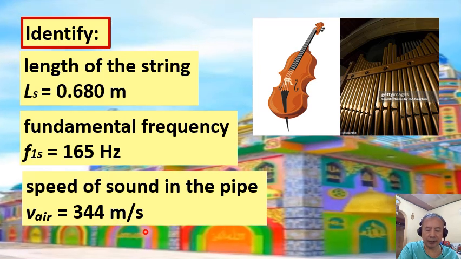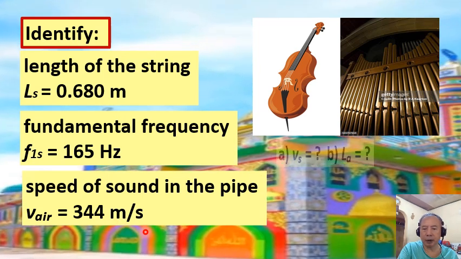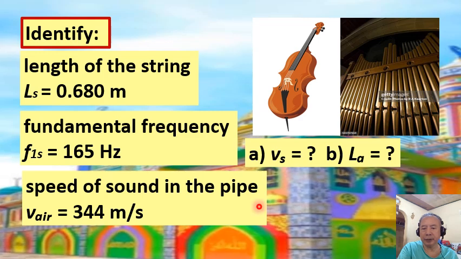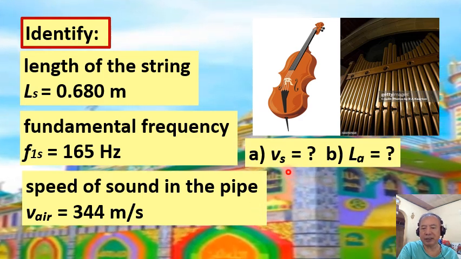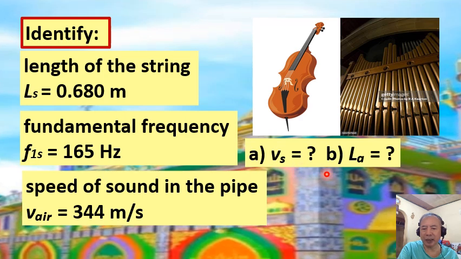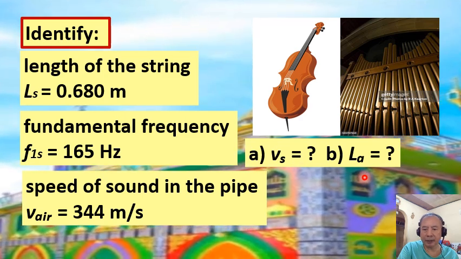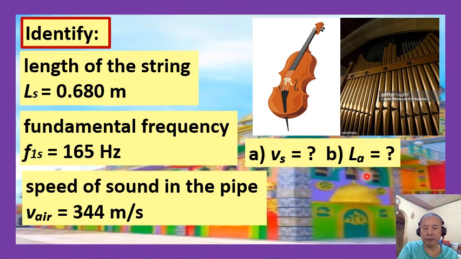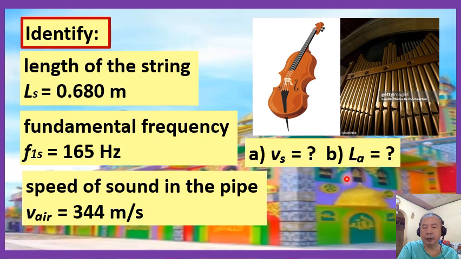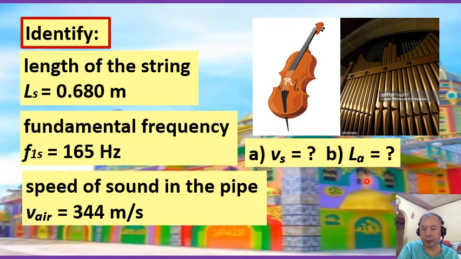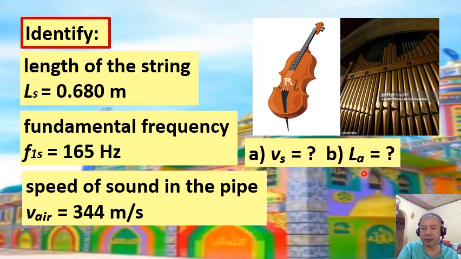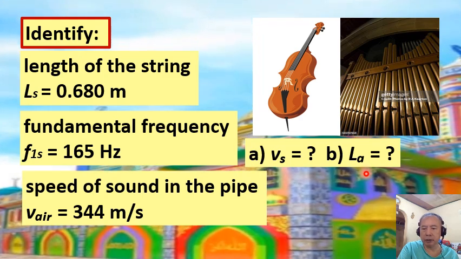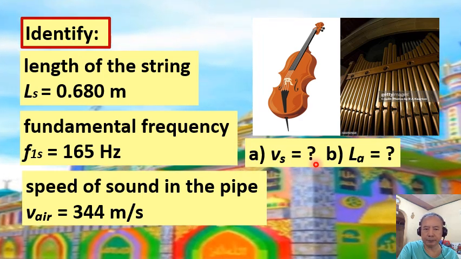second. And our target variables are, in part A, the speed of the waves in the string denoted by v sub S, and in part B, the length of the pipe denoted by capital L sub A, meaning the length of the column of air in the pipe.